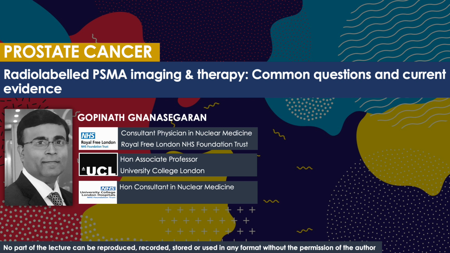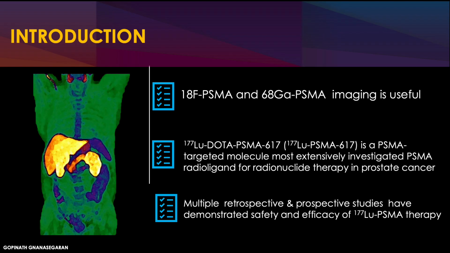Good morning, everybody. The topic for today is radio-labeled PSMA imaging and therapy, and the common questions and current evidence. You know that 18F PSMA and 68 gallium-based PSMA imaging is useful in patients with prostate cancer, and several centers also use technetium-labeled tracers. Coming to the therapies, lutetium-labeled PSMA and also alpha-based PSMA therapies are currently used in patients with prostate cancer.